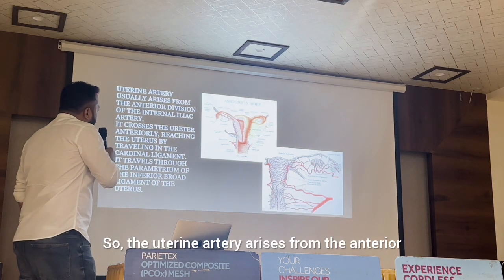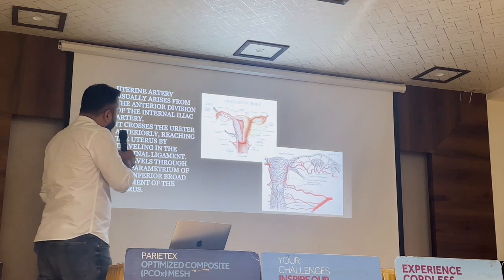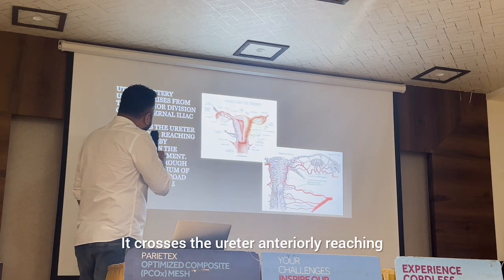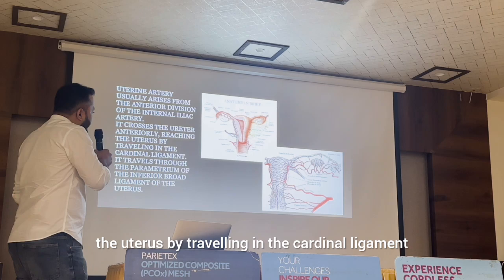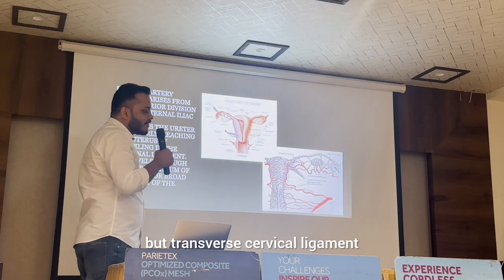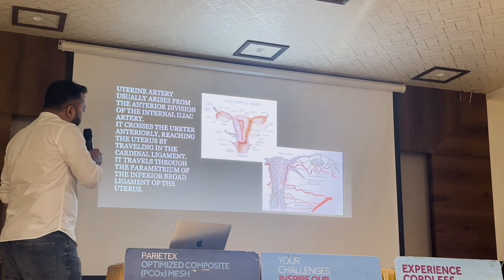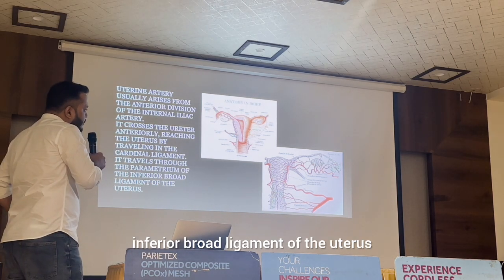So the uterine artery arises from the anterior division of the internal iliac artery. It crosses the ureter anteriorly, reaching the uterus by traveling in the cardinal ligament. Cardinal ligament is nothing but the transverse cervical ligament. It travels through the parametrium of the inferior broad ligament of the uterus.